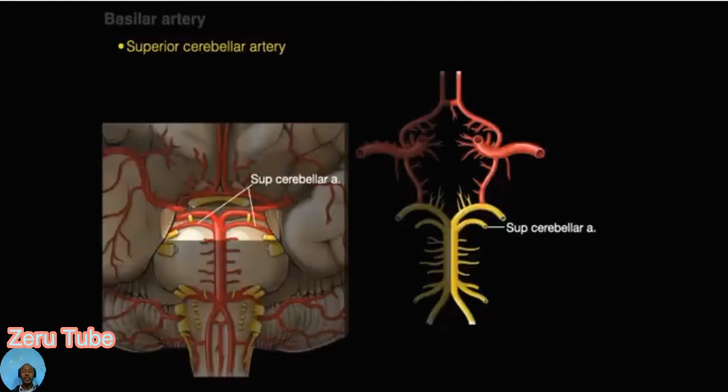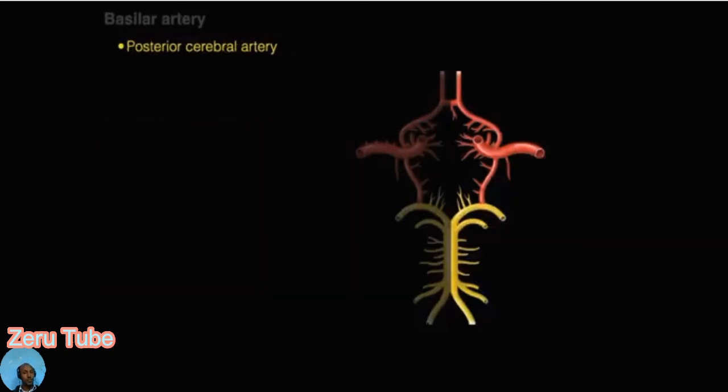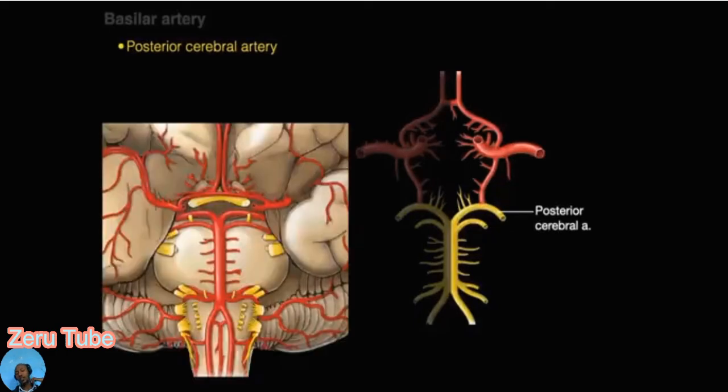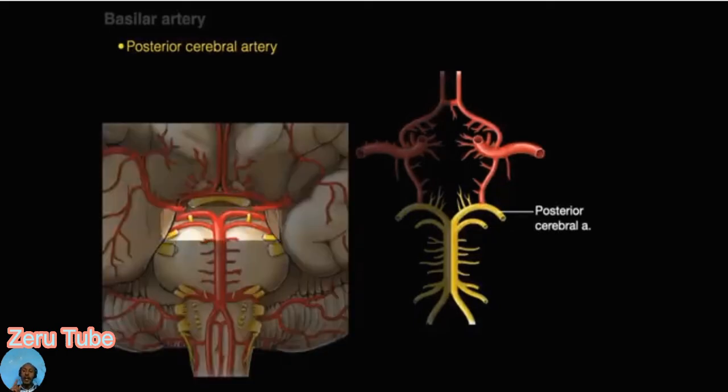So the superior cerebellar artery gives blood to the superior surface of the cerebellum. The final major branch of the basilar artery is the posterior cerebral artery, not cerebellar. The posterior cerebral artery is the final branch among the major branches of the basilar artery.